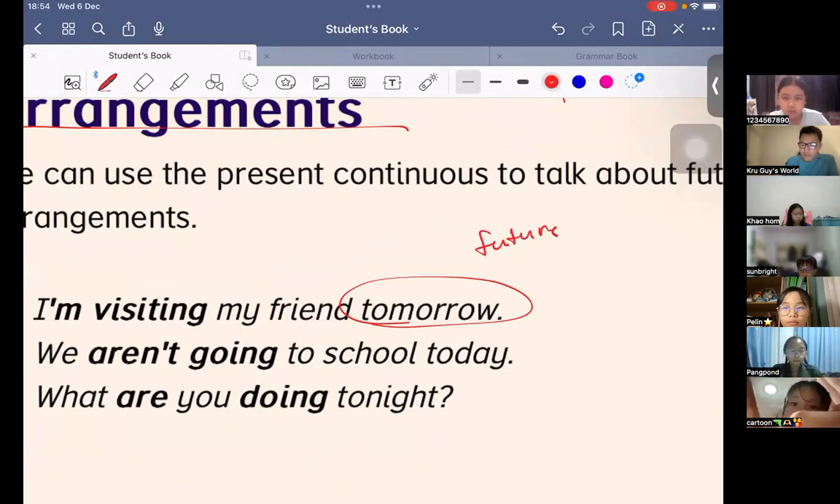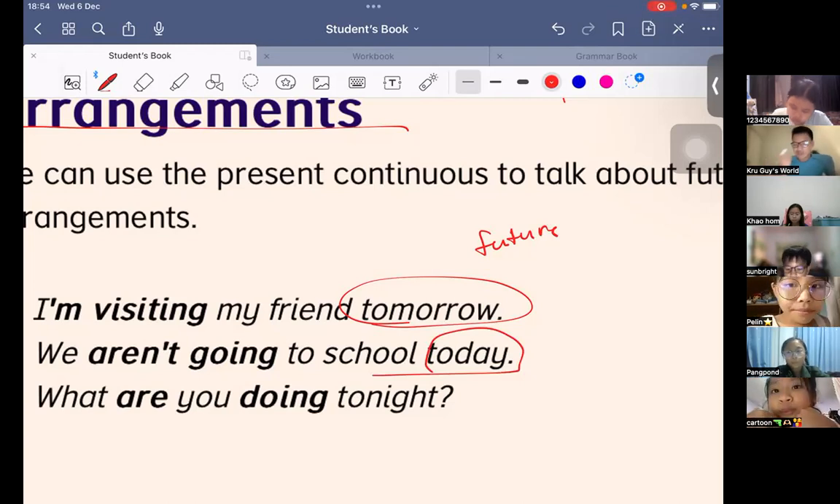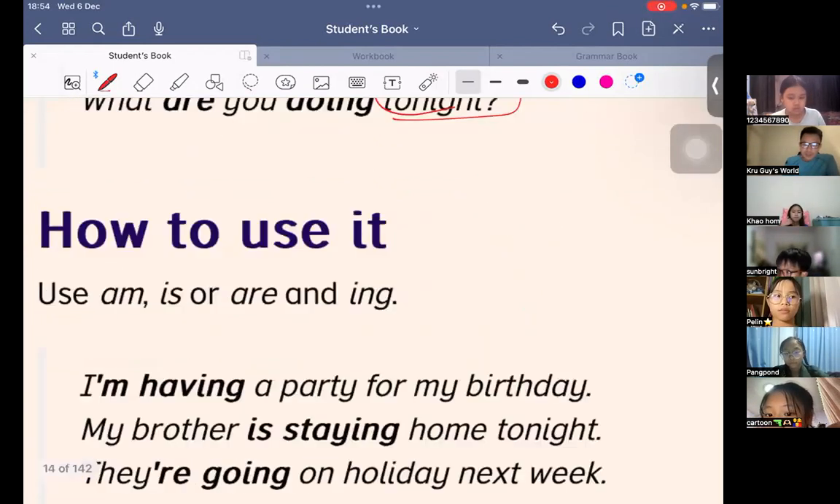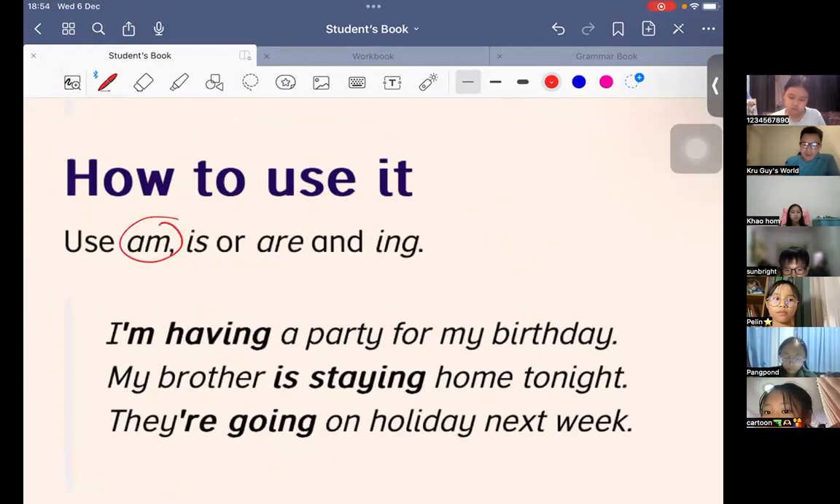We aren't going to school today. Yeah, today is Father's Day. Yesterday, actually. Yesterday was Father's Day, right? So we aren't going to school to work today. What are you doing tonight? What are you doing tonight after the classroom? After the class, like online class. How to use it? We use am, is or are plus the ing form.